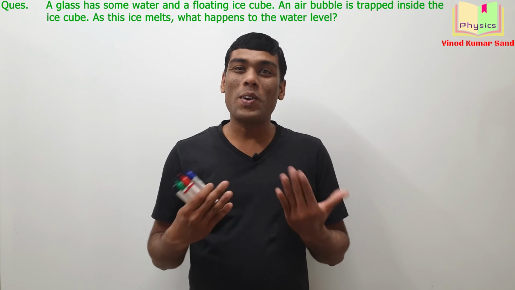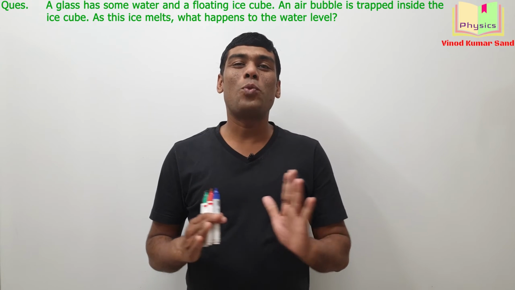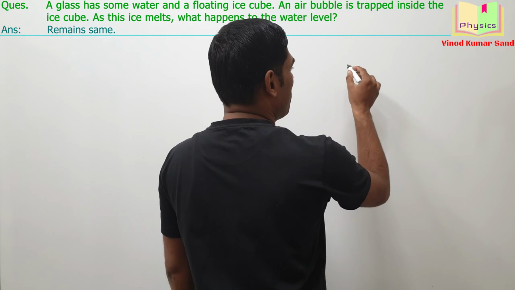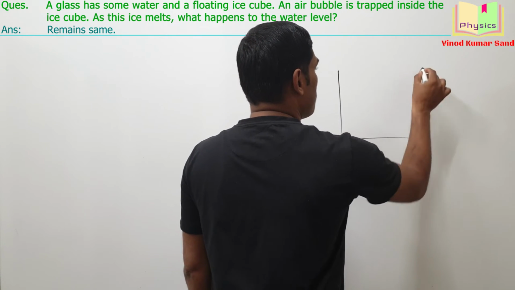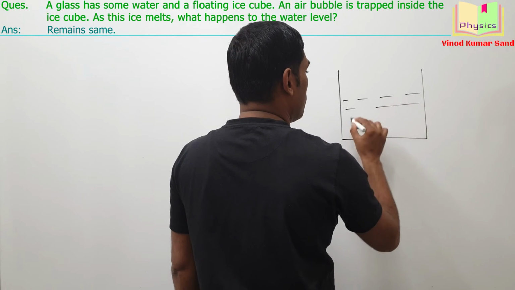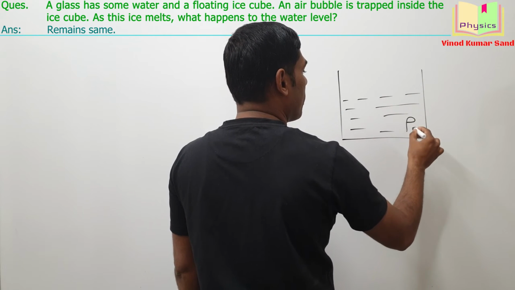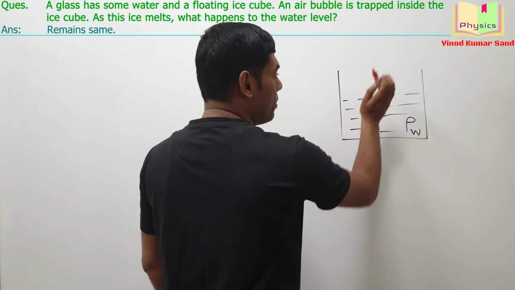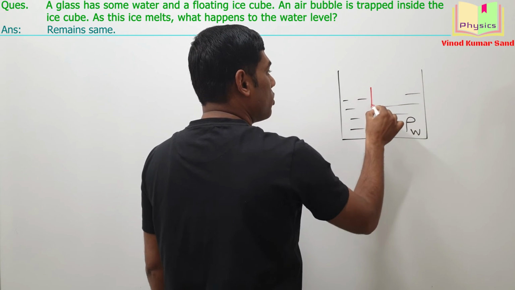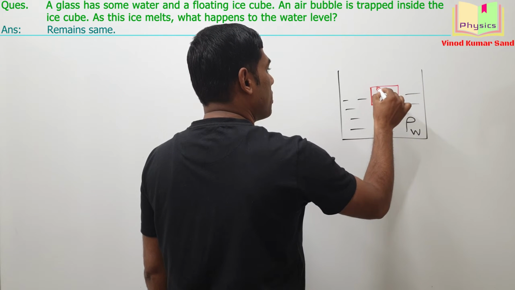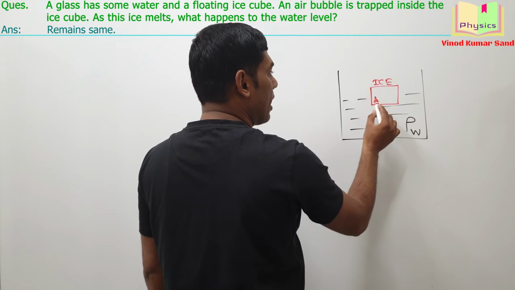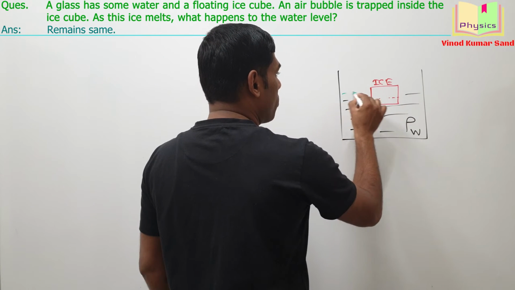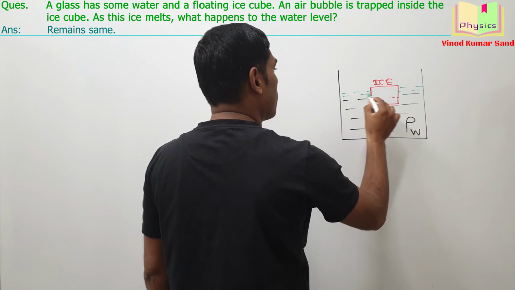I hope you got the correct answer, which is that the water level stays same. Let's see the simple explanation here. Suppose this is the container and this was the water inside the container. The density of water we consider as rho W. Then we drop the ice cube here. So the ice cube appears like this. The ice cube occupies this much volume of the water, so that amount of water finally comes here.